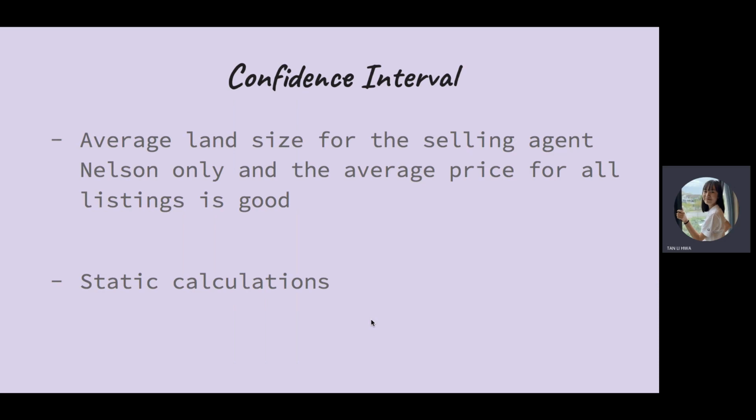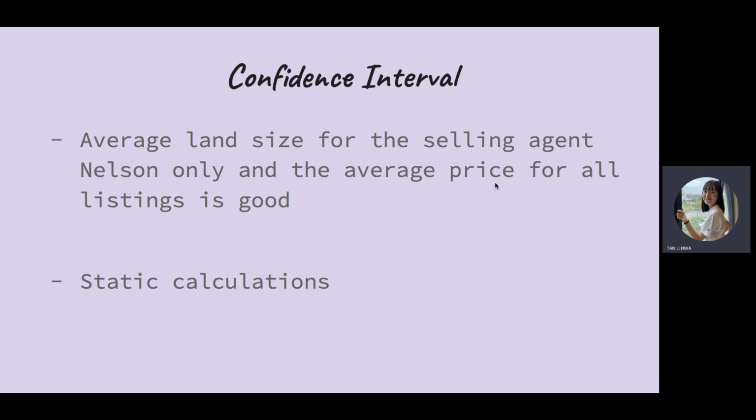Okay, moving on, next is the confidence interval. For this part of the findings, the confidence interval covers the average land size for the selling agent Nelson only, and the average price for all listings. Melbourne Houses consists of a lot of selling agents, but in this finding, we only find the average land size for the selling agent Nelson. Nelson is the only selling agent we look at throughout this whole report, to see whether his performance is good or not.